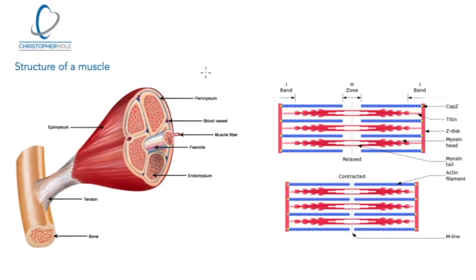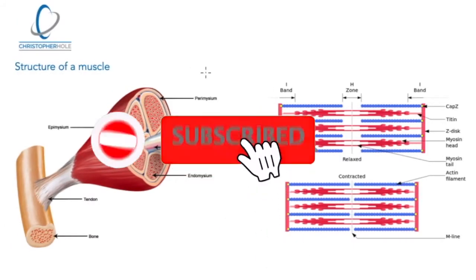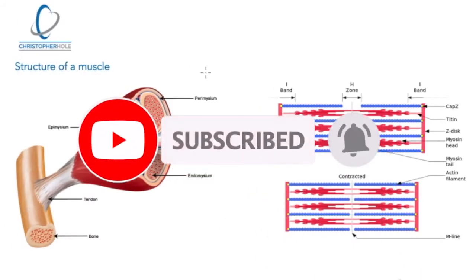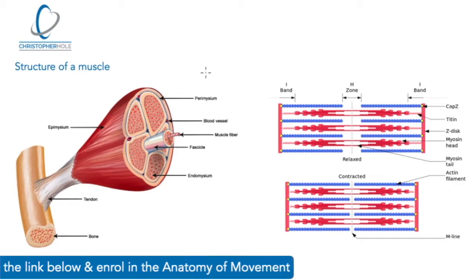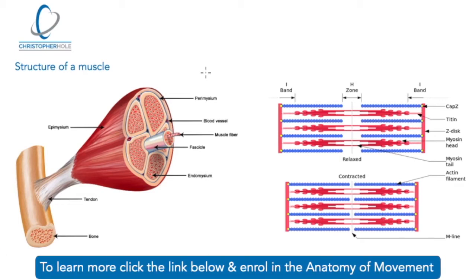Now we're on to point number one, which is the structure of a muscle. We're going to start at the largest level, and then we're going to work our way down into the smaller levels of the muscle, and we're going to be using these two diagrams to do so.